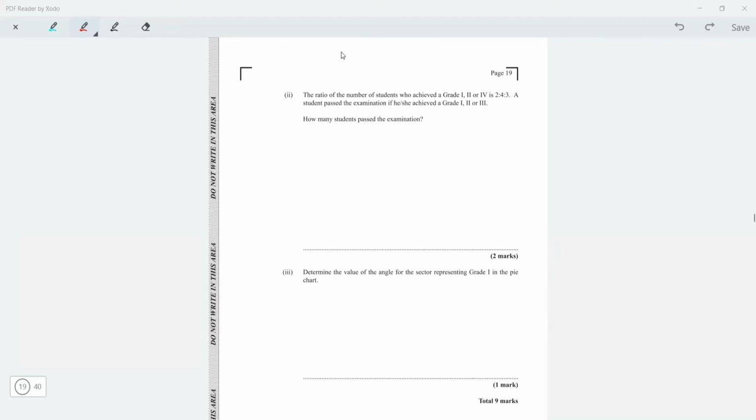So that means that for those who receive grade 1, the ratio is really 2 plus 4 is 6, and 3 is 9. That's 2 out of 9 receive grade 1. For those who receive grade 2, that would be 4 out of 9. And then for those who receive grade 4, that would be the rest, 3 out of 9. Those fail.